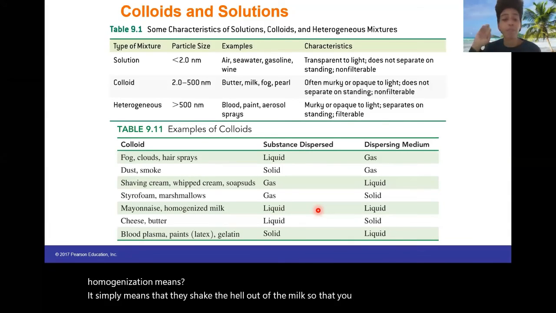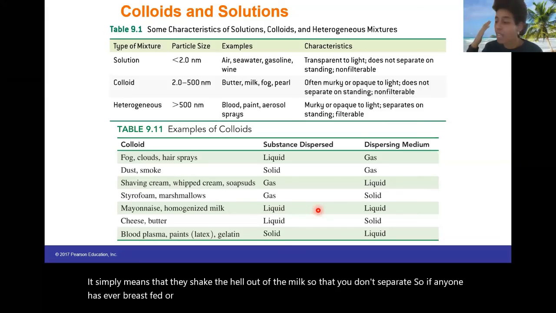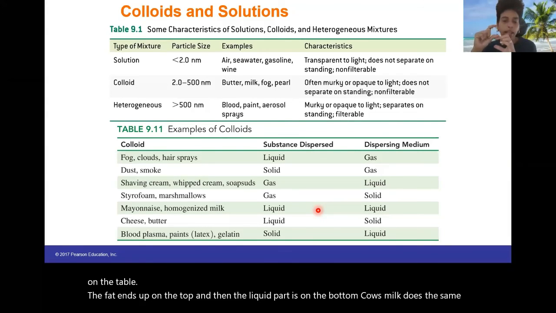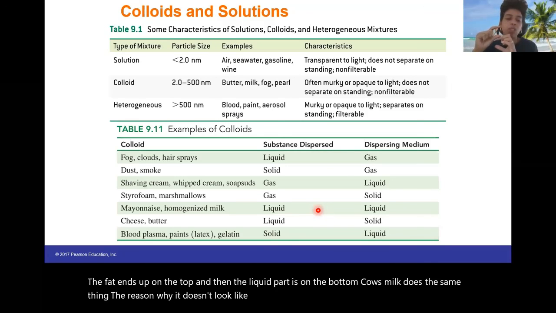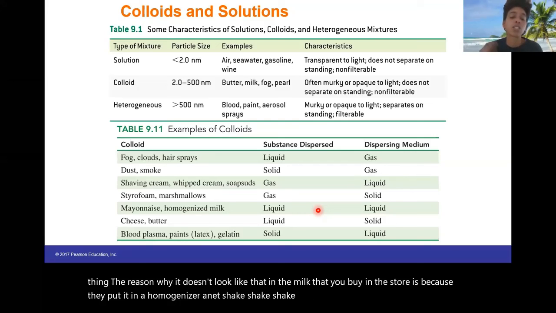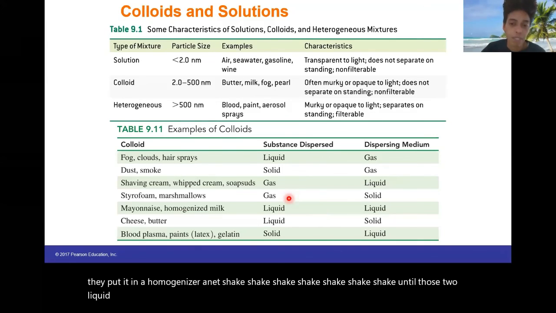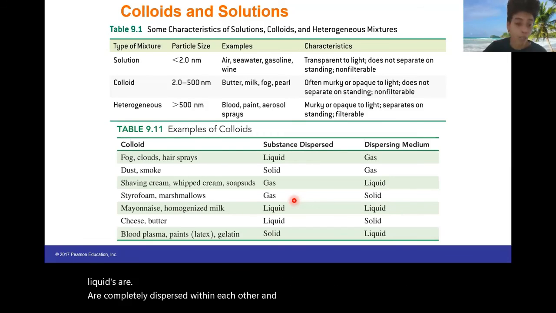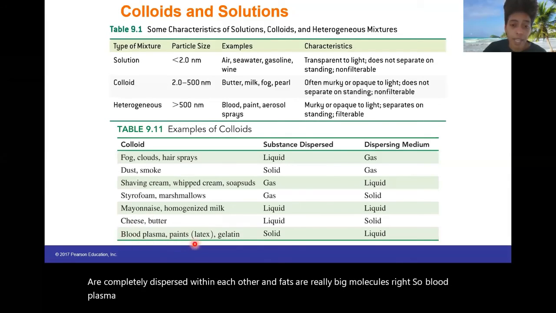If anyone has ever breastfed or you've seen someone breastfeeding, if they pump some milk and sat it on the table, the fat ends up on the top and then the liquid part is on the bottom. Cow's milk does the same thing. The reason it doesn't look like that in the milk that you buy in the store is because they put it in a homogenizer and it shakes and shakes until those two liquids are completely dispersed within each other. And fats are really big molecules, right? So blood plasma is another example of a colloid.